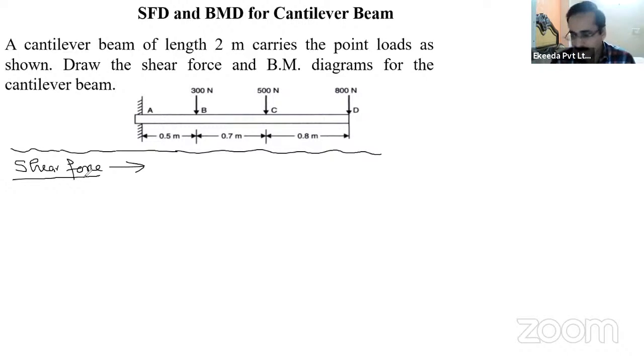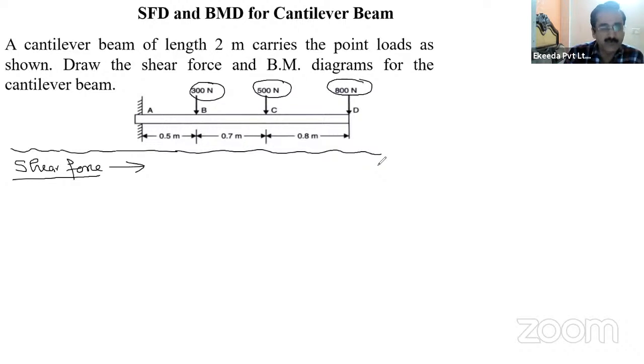You have to go through the theory lectures. I hope that you have gone through the theory lectures, and then you will be able to find out the shear force at a cross section of the beam. Suppose we have a cantilever beam now. This is A, B, C, D. This is a cantilever beam, and there are some forces: 800 Newton, then 500 Newton, and 300 Newton, right?